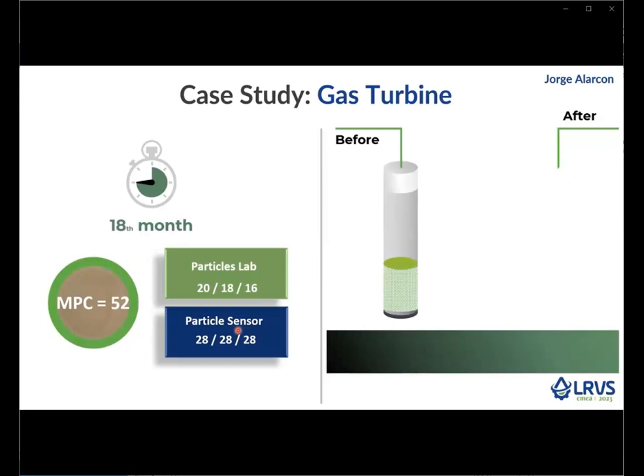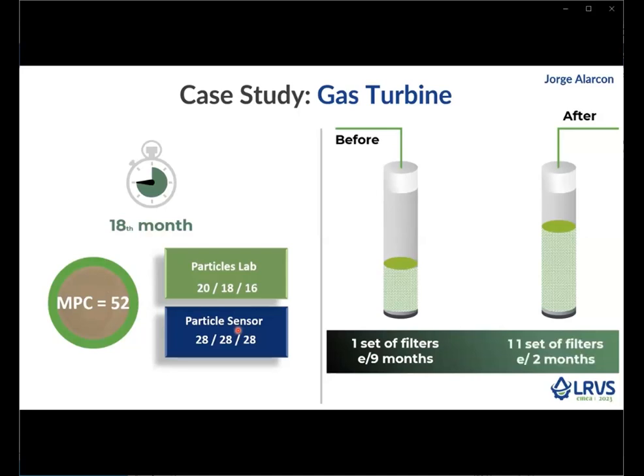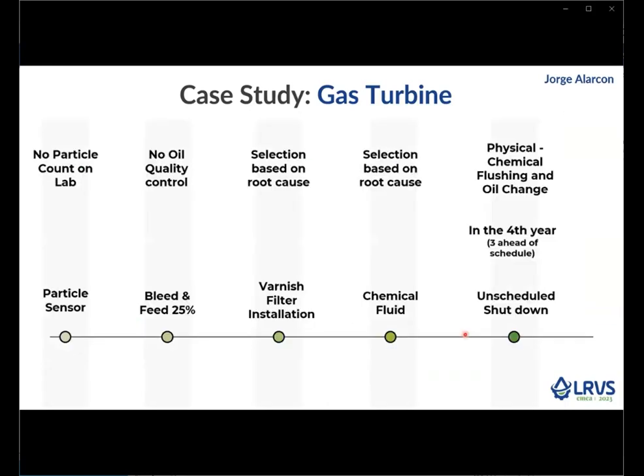From the filter perspective, they say that they were using one set of filters every 9 months. But after the problem, after putting in the varnish filter and the chemical fluid, they started changing one set of filters every 2 months, right? So an increase on the budget again. Operating expenses going up.